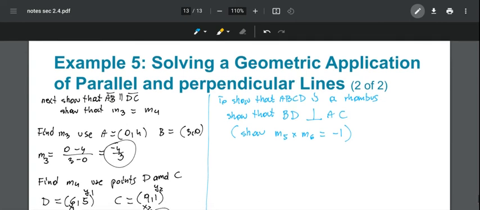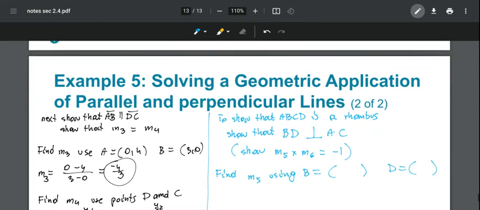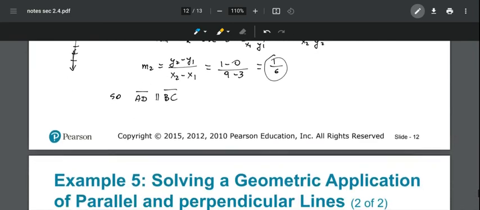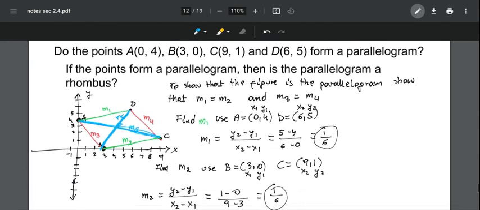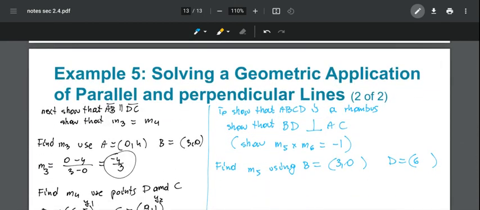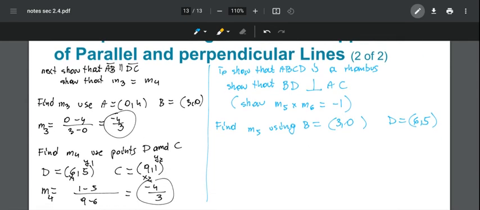So we need to find the slope. So find M5 using point B and point D. Point B has coordinates 3, 0. Point D has coordinates 6, 5. So M5 equals y2 minus y1 over x2 minus x1. So we have 5 minus 0 divided by 6 minus 3. And we're getting 5 over 3.